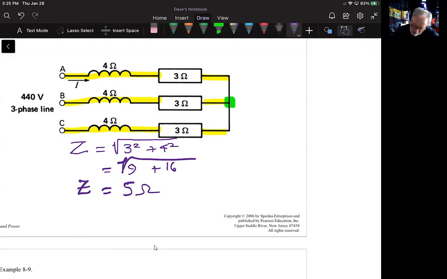I am connected to 440 volts. That is the line voltage. That's from there to there, that's from there to there, and it also would be from there to there. Okay, so that's where that comes from.